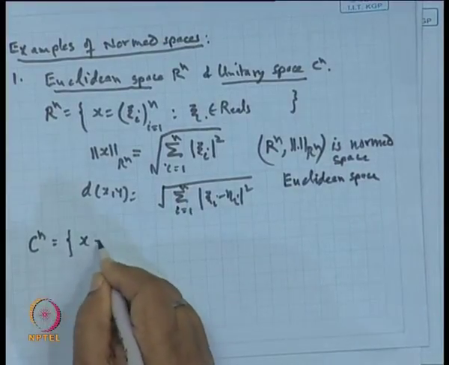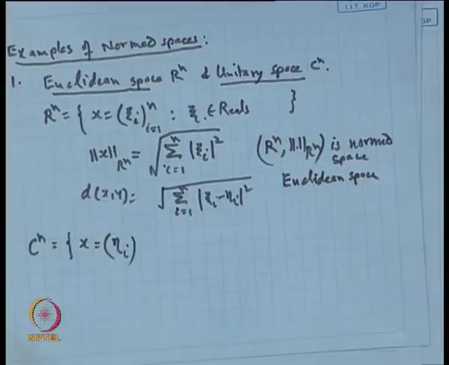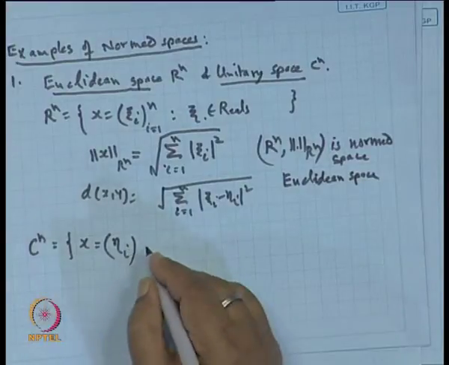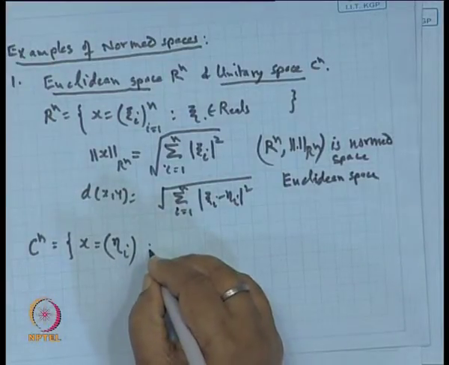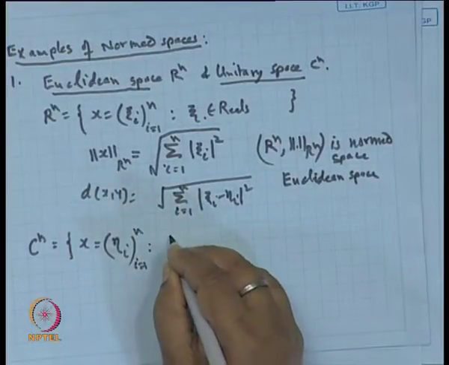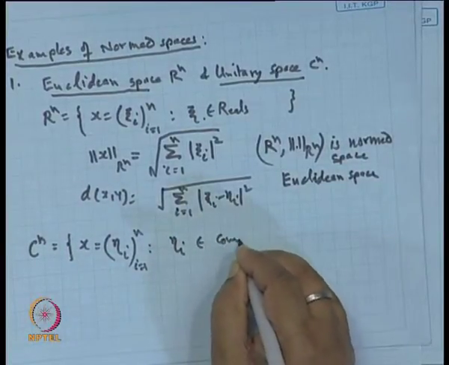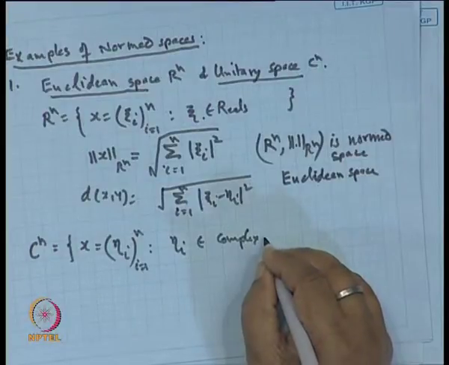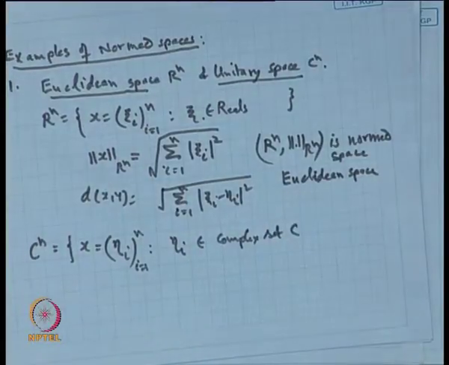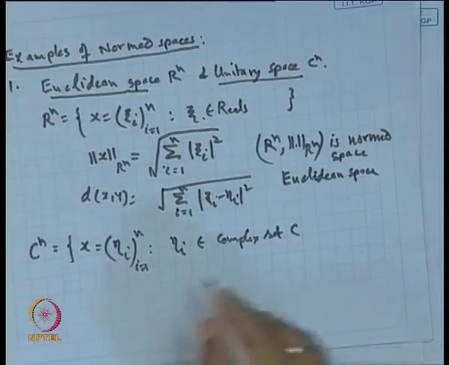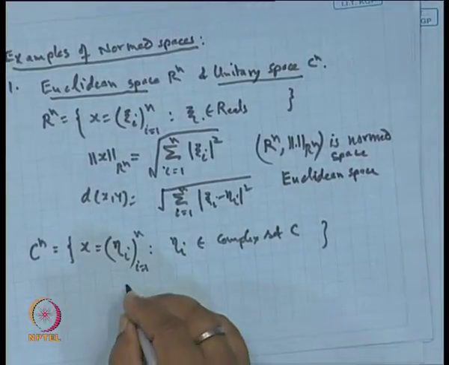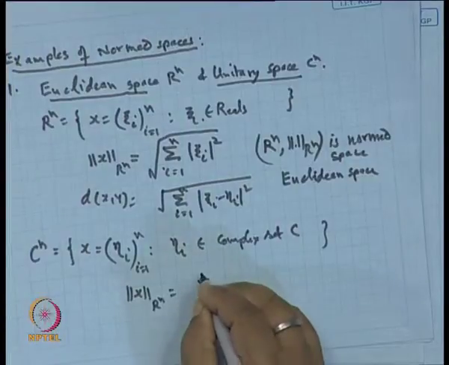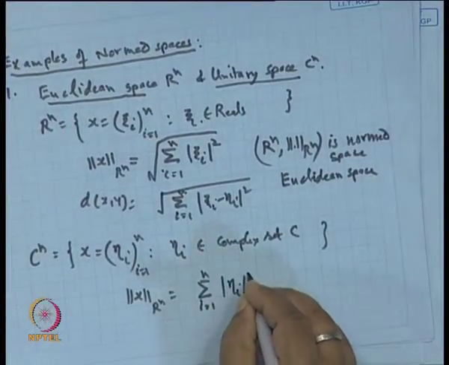Then C^n is the set of all x equal to (eta_i), i is 1 to n, where the eta_i's are complex numbers, they belong to the complex set C. And we introduce on this the norm of x as the square root of sigma i is 1 to n, mod of eta_i squared.